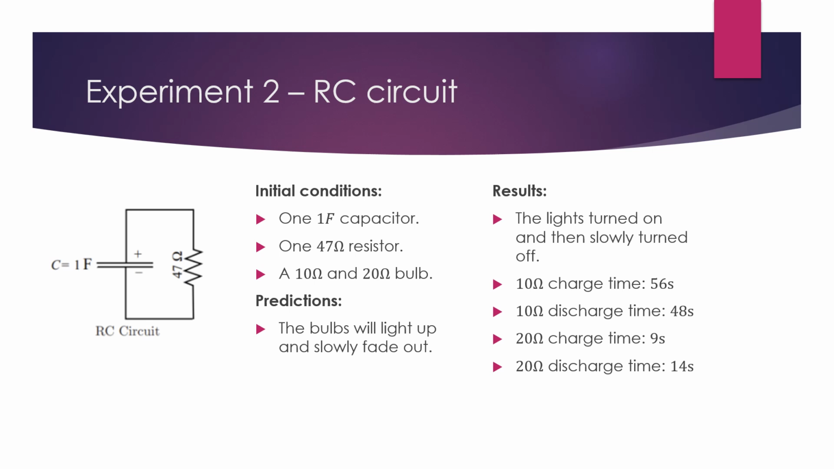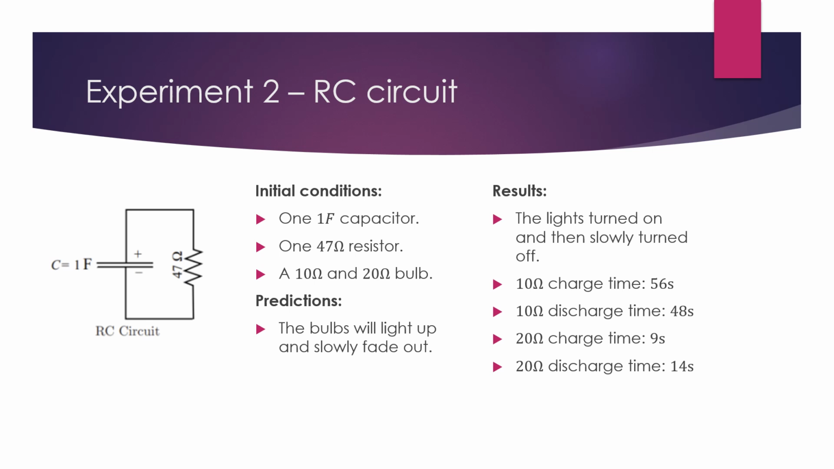The second circuit consists of a 1 farad capacitor and a 47 ohm resistor. The circuit also included a 10 ohm and a 20 ohm light bulb. Our prediction was that the bulbs will light up immediately and slowly fade out. When we connected the circuit, we found that our prediction was true.